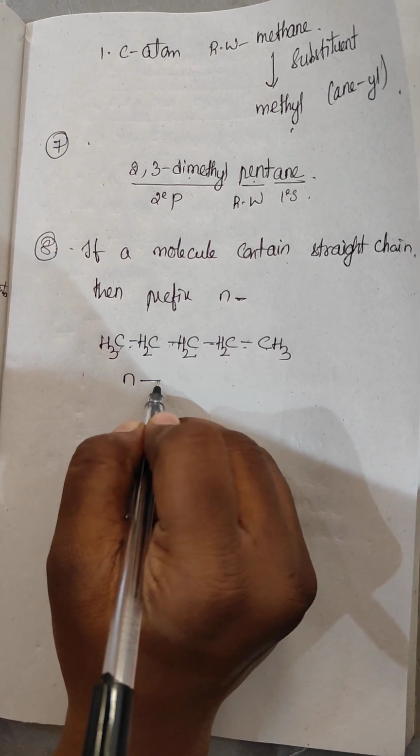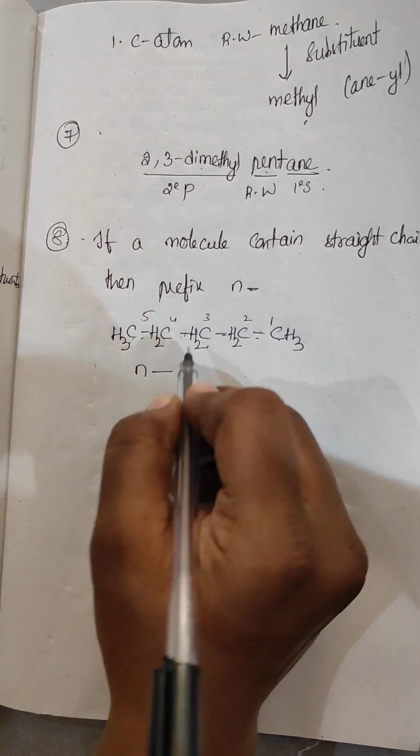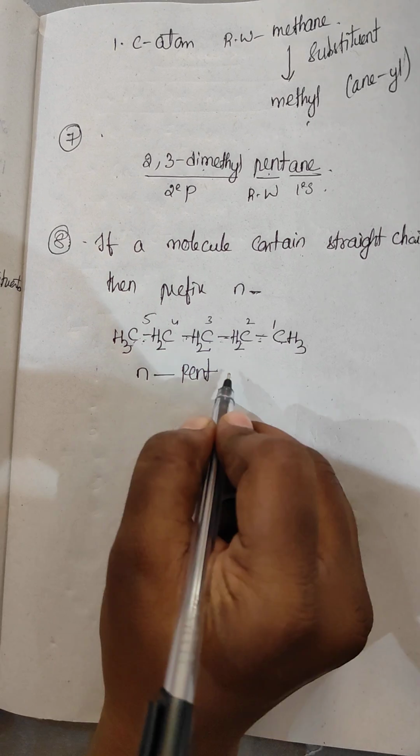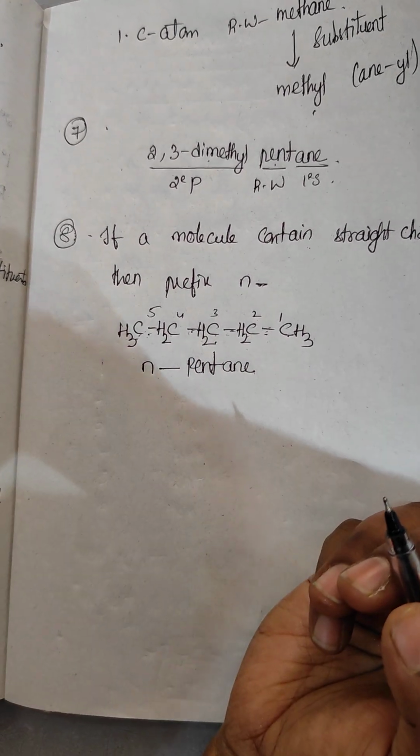And you have to keep a hyphen. And how many carbons are there totally? 5 carbon atoms. For this the root word is pent. As it is containing single bonds, it is given as ane. So the name of this compound is n-pentane.